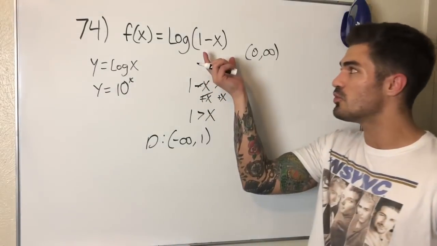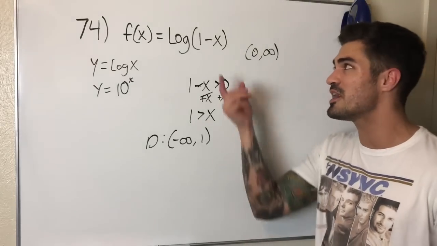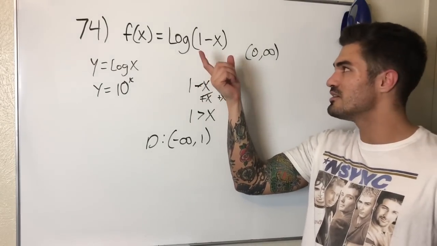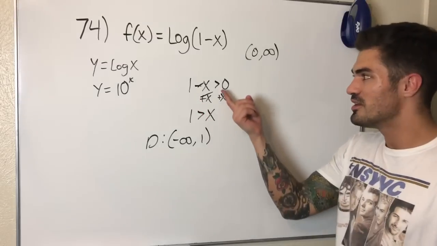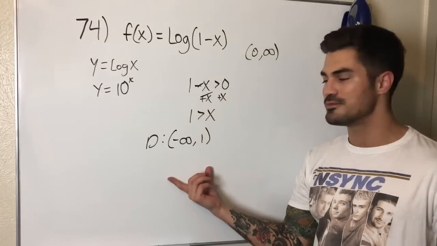But I found that by setting everything inside the logarithm greater than 0, because it doesn't matter what variables or constants are in here, it cannot be 0 or less than 0. So that's how you do it. Set it greater than 0, solve for x, and then write it in interval notation.